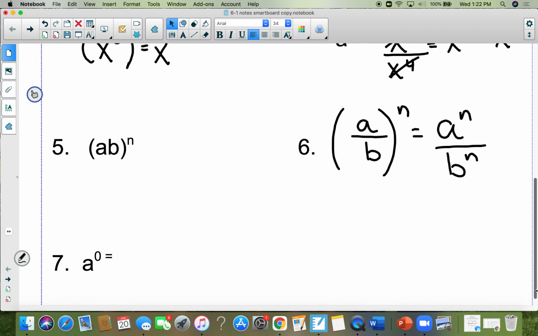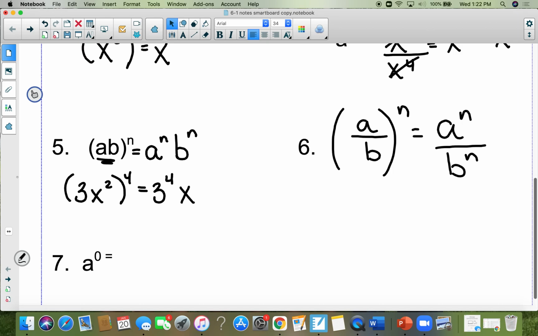The next rule is a very important rule. Everything inside of here has to be raised to the nth power. So for example, if you see a 3 and an x to the second and you raise it to the fourth, that means the 3 has to be raised to the fourth and the x has to be raised, and a power raised to a power means to the 8th. 2 times 4 is 8, and then 3 to the 4th, you have to simplify that, is 81, x to the 8th.